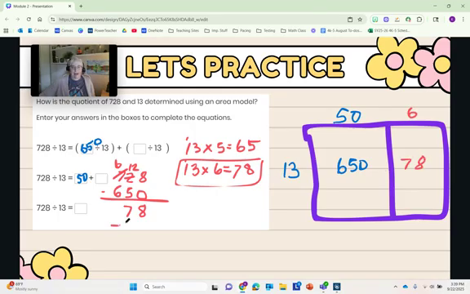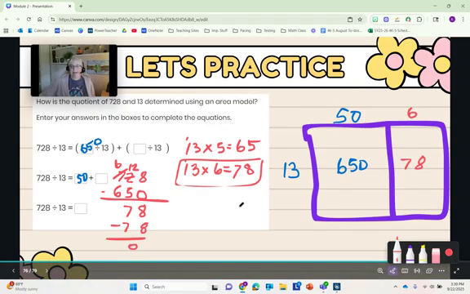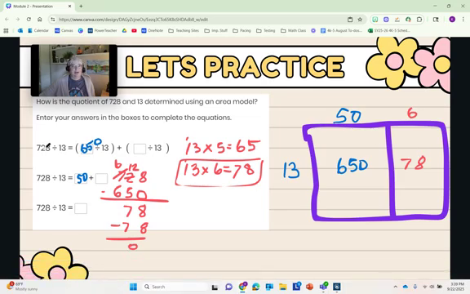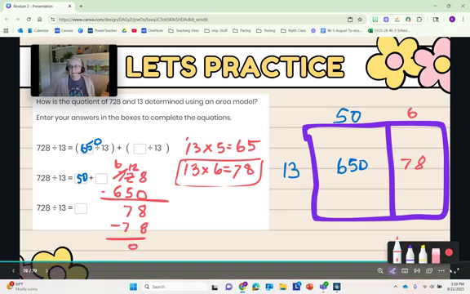And then if we subtract that 78 from what we had over here, we have now gotten to our total. So 650 plus 78 is going to give us 728. I could write that. I could check it too if I wanted to.